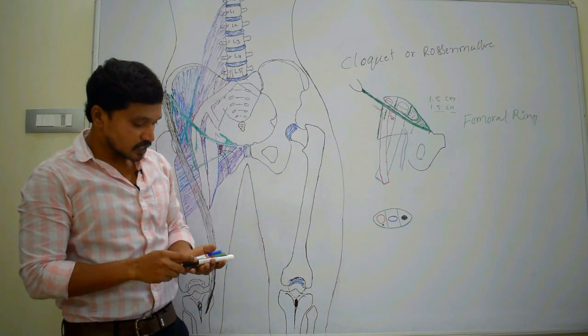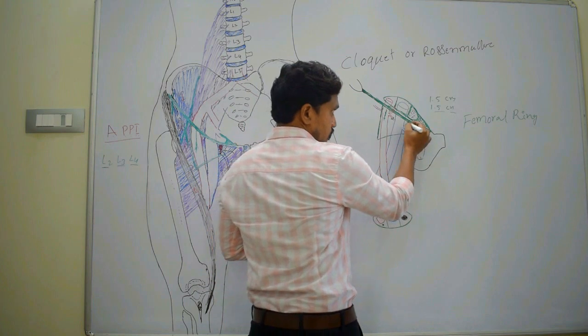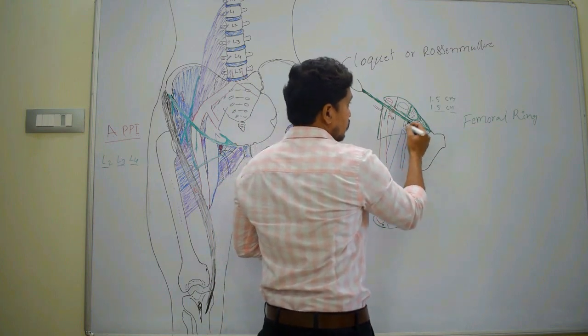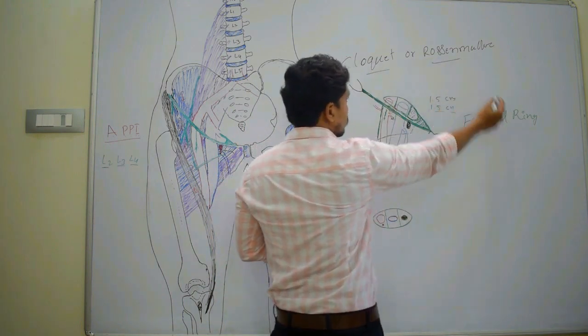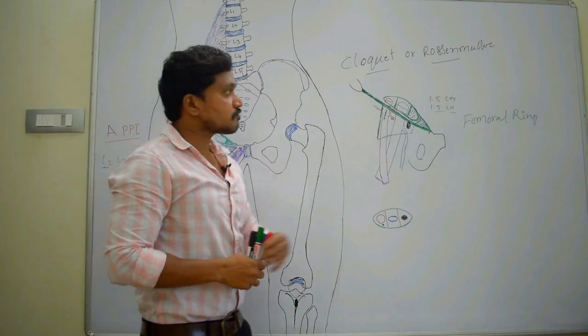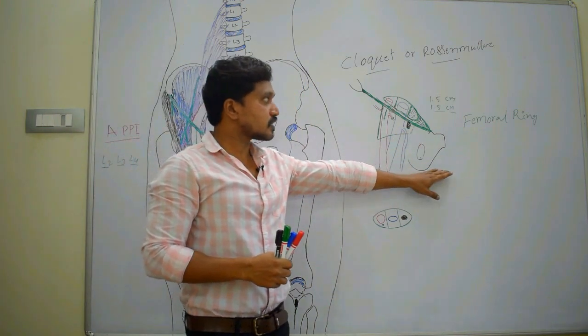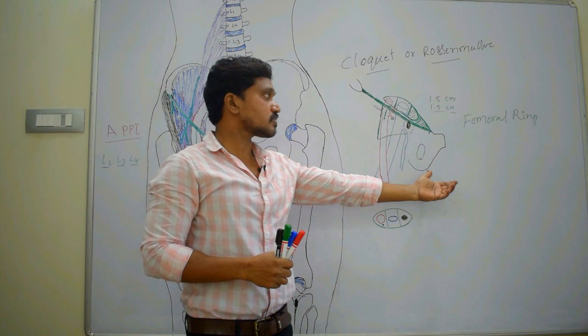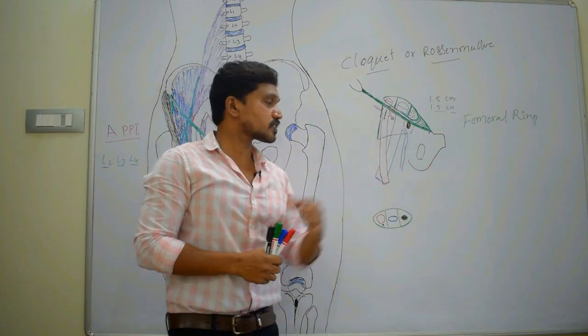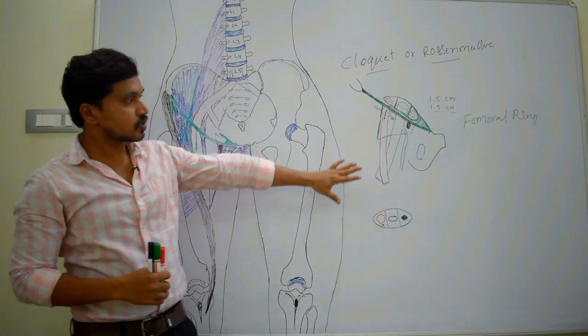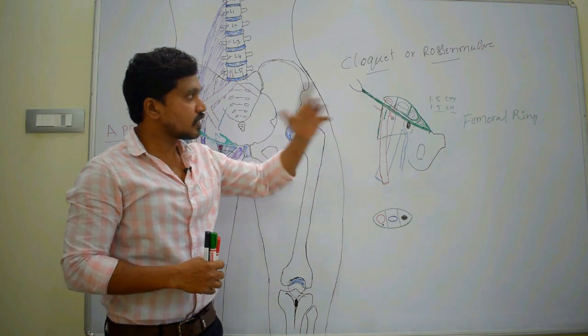Within the femoral canal what is present? See, this lymph node. What is this lymph node? Lymph node of Cloquet or lymph node of Rosenmuller. It drains the lymph from the glans penis in case of males, glans clitoris in case of females and also from the superficial inguinal group of lymph nodes. So this is about the femoral canal.